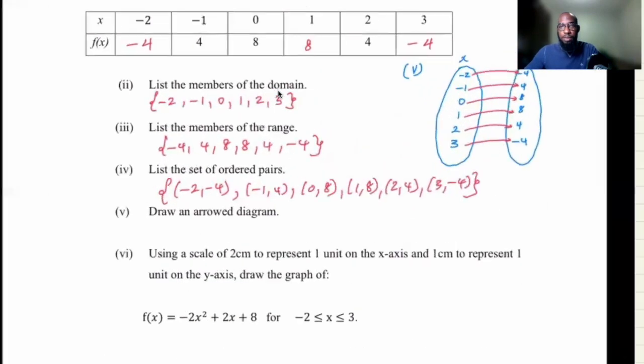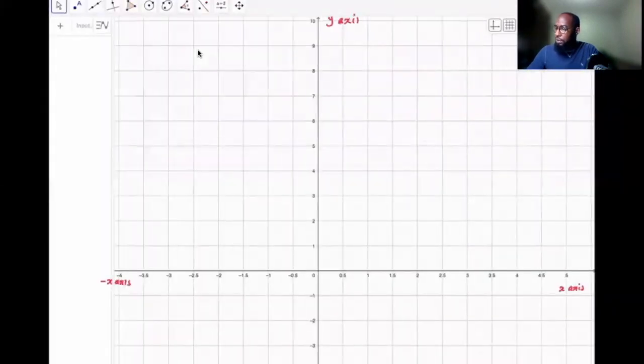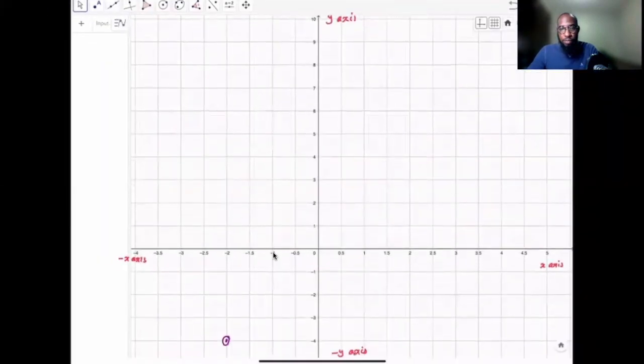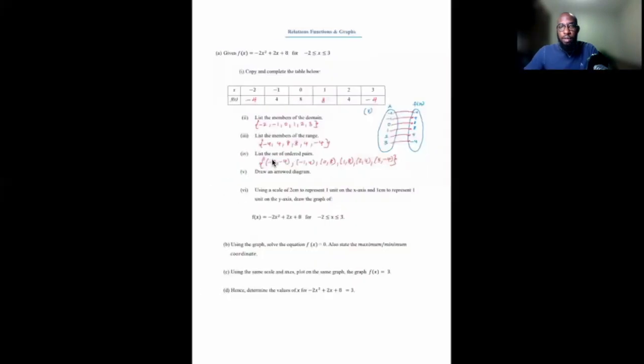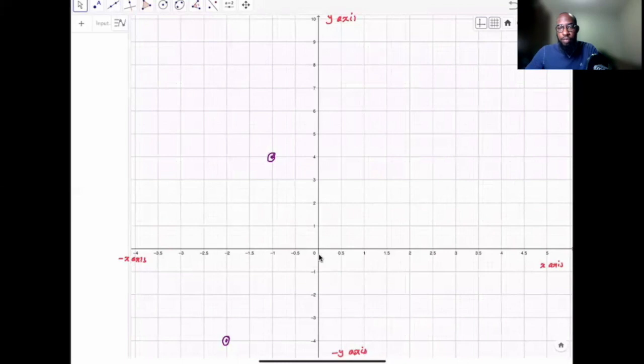Next ordered pair. Let's zoom in a little bit. We have -1, 4. So -1, this time we're going up to 4. That's a point right here. We have 0, 8. So 0, we look for our 0 first. Always look for the x first. 0, and then we're going up until we reach 8. So 0, 8 is right here.